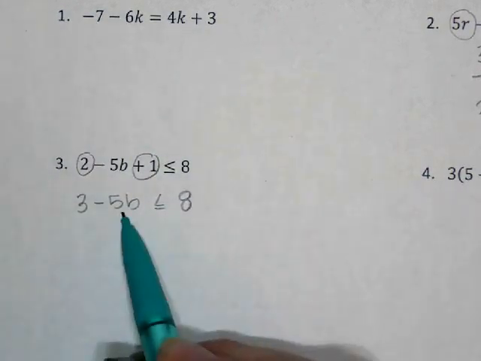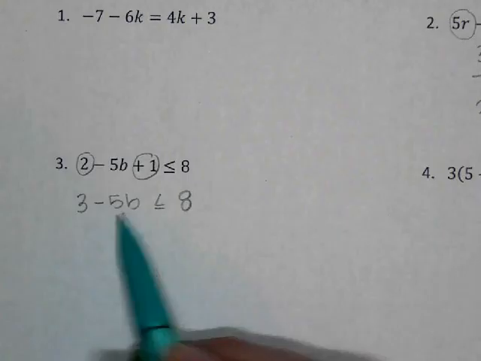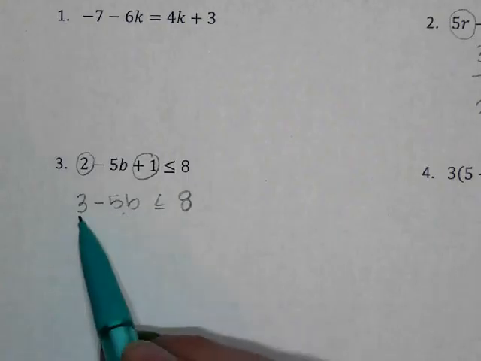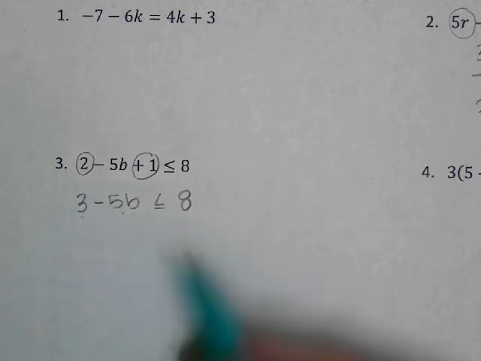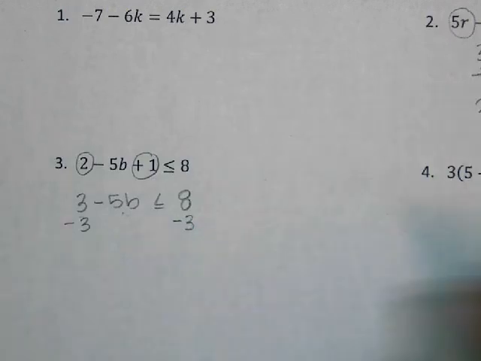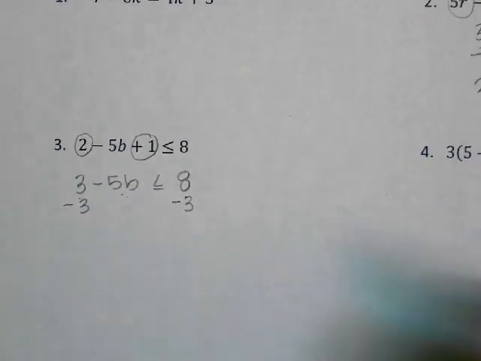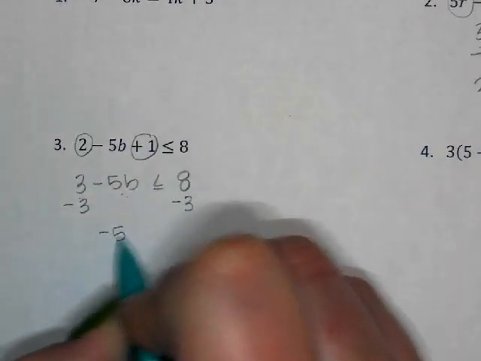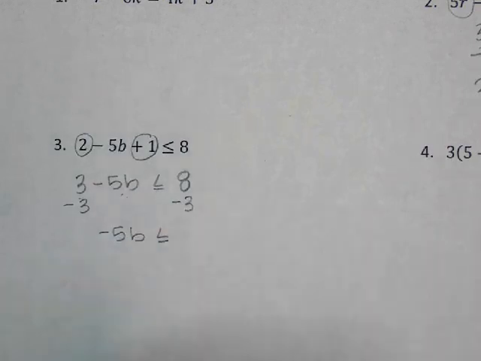So the b is already on the left side. So we're going to leave it there. How do we move the 3 to the other side? We subtract it. How do we know to subtract it? Why don't we add it? It's a positive 3. So to move it, we got to subtract it. Okay, I'm going to subtract it from the other side. So I have a negative 5b on the left side, and on the right side, we have an 8 minus 3.